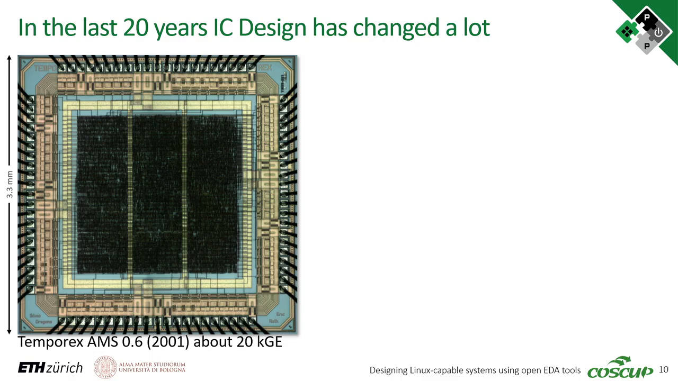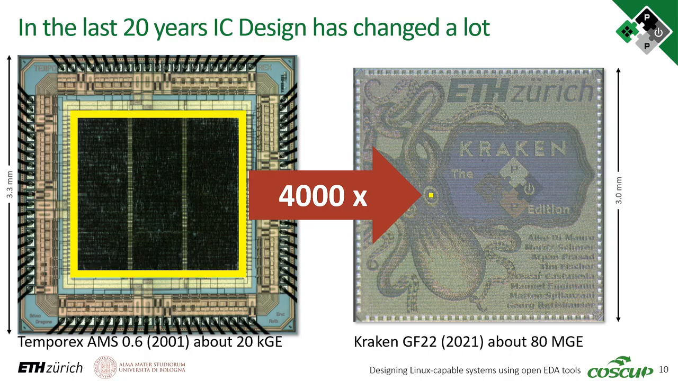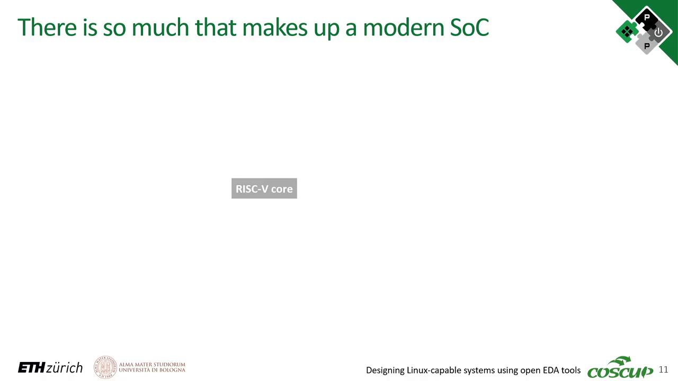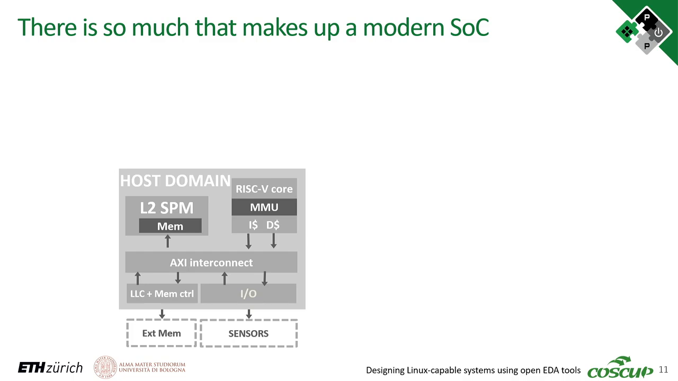So in the last 20 years or so, SoCs have become continuously more complex. This very large design on the left is now just a tiny speck in the eye of the Kraken chip on the right side. What used to be a complete and, for the time, complex chip is now just a very small part of the entire SoC. You can also see this when people develop RTL. Most of the time you hear about the core, but surrounding the core is a complex system.